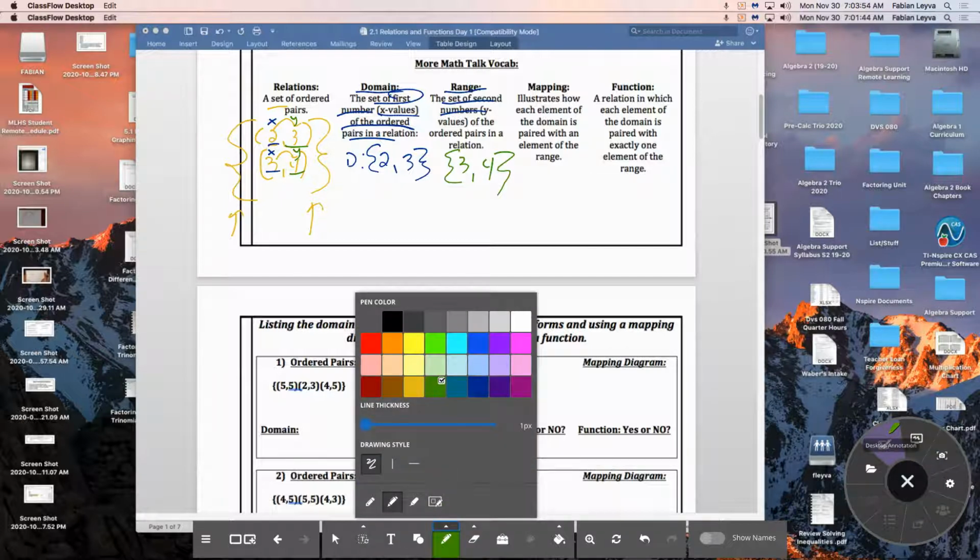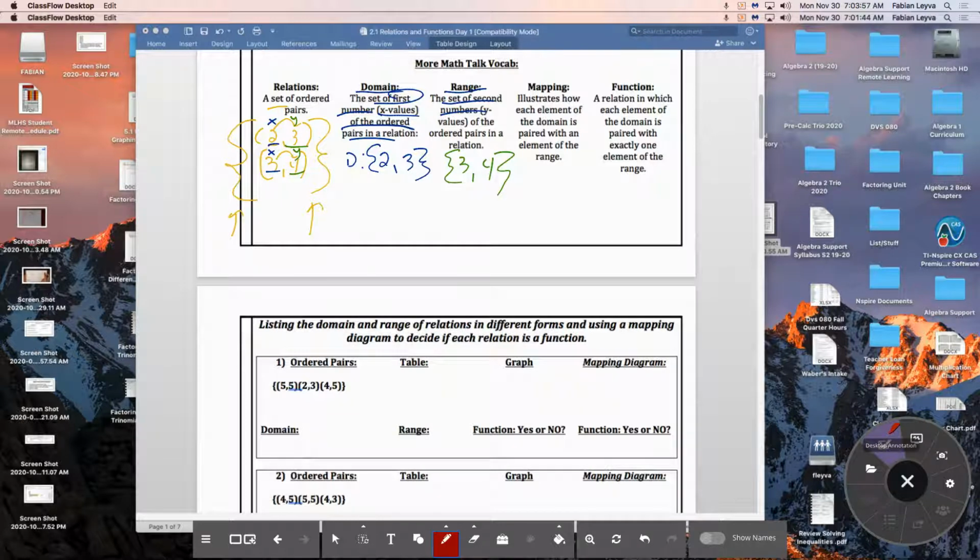Now, what else we have to know is called a mapping diagram. And this literally illustrates each element of the domain is paired with each element of the range. Now, element just means item, is what I like to think about it. In order to do a mapping diagram, you're going to need 2 circles right next to each other. The first one's going to list your domain values, aka your x values, and the second circle is going to consist of your range, your y values.